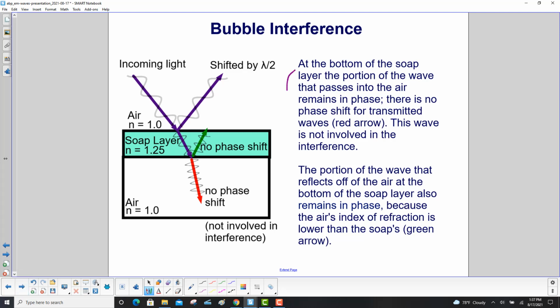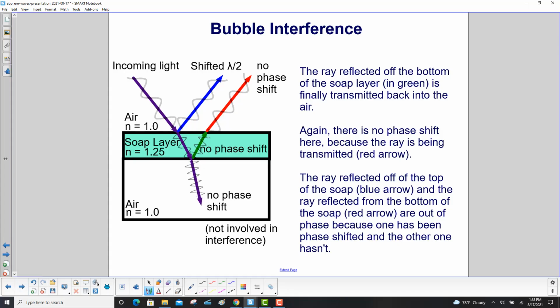At the bottom of the soap layer, the portion of the wave that passes into the air remains in phase. There's no phase shift for transmitted waves. This wave is not involved in the interference. The portion of the wave that reflects off of the air at the bottom of the soap layer also remains in phase because the air's index of refraction is lower than the soap's, and that's the green arrow.